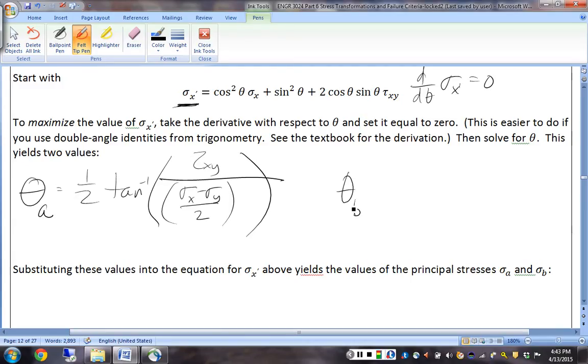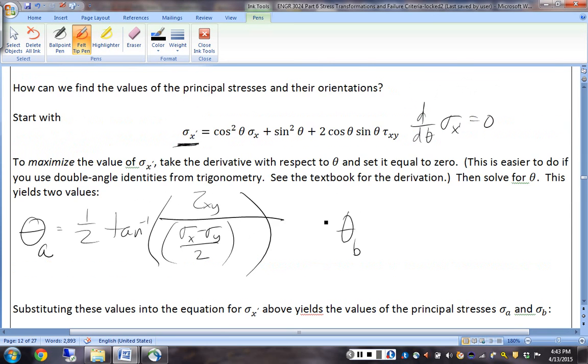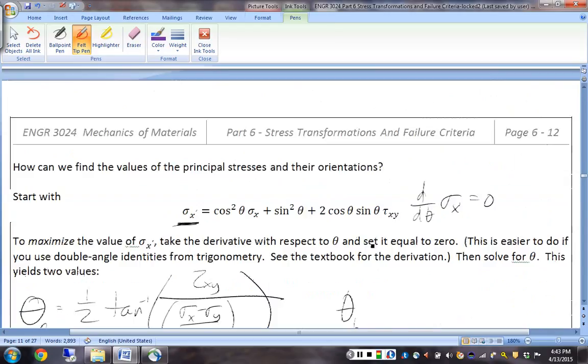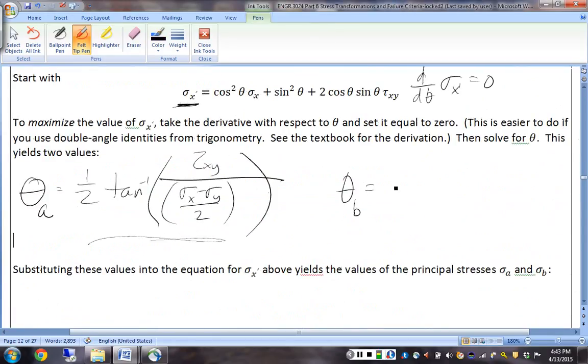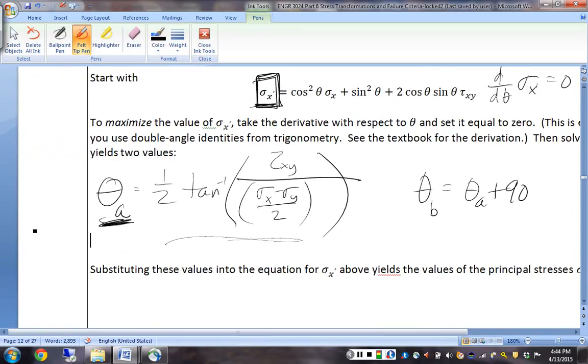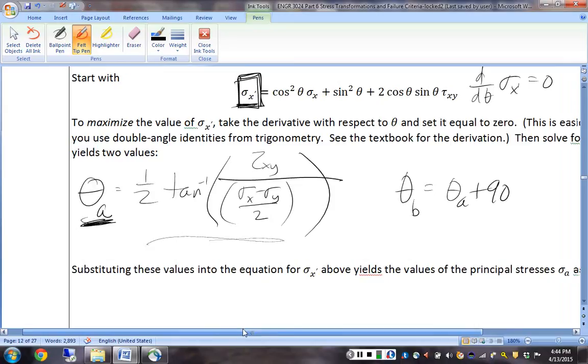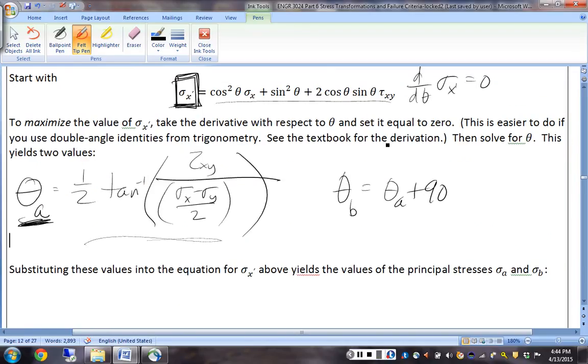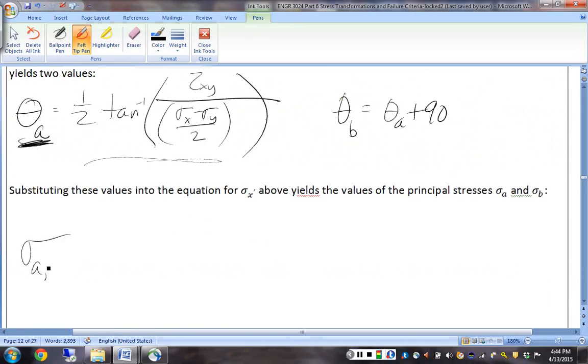And then the other angle, you already know where the other angle is. If I figure out where this one is, where is the other one? 90 degrees further. So if this one is that, then theta B is theta A plus 90. All right. Then how do I know what value this is? I now know where it happens, and it happens at theta A. So how do I know what my value is? I sub theta A into this thing up here, and I end up with my two principal stresses.